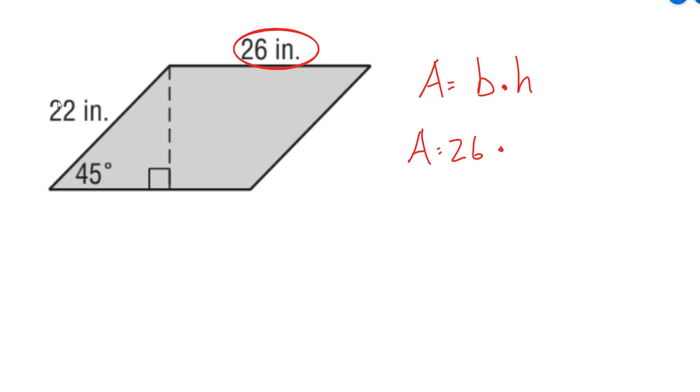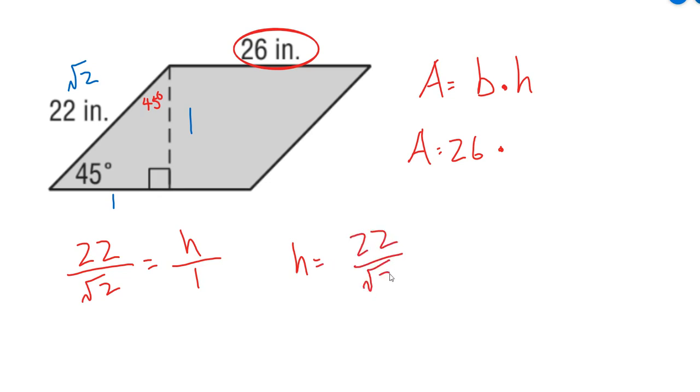And then I'm going to go and use this other side, this 22, as the hypotenuse of a 45-45 right triangle. And I know that this 22 then is going to be in proportion to root 2, right? Because for my 45-45, it's root 2, 1, and 1. So I know that that 22 is going to be proportional to that root 2 the same way as my height is going to be in proportion to 1. So that means that height is equal to 22 over root 2.